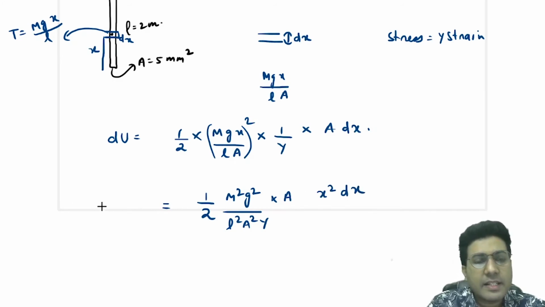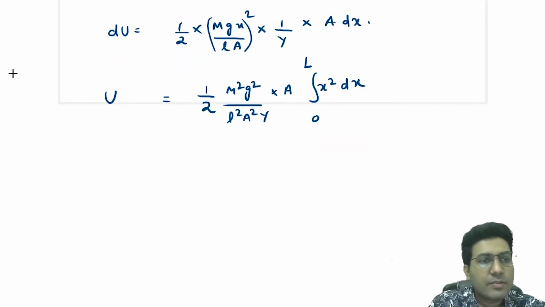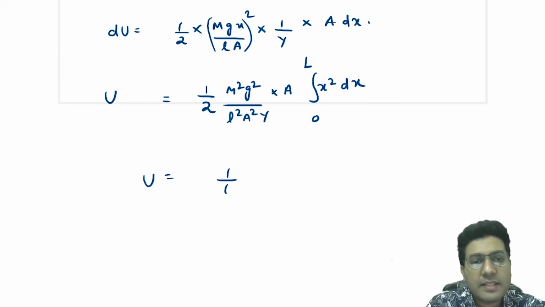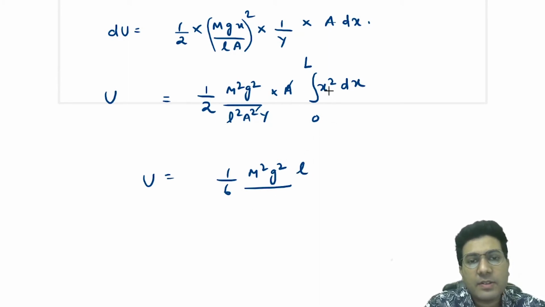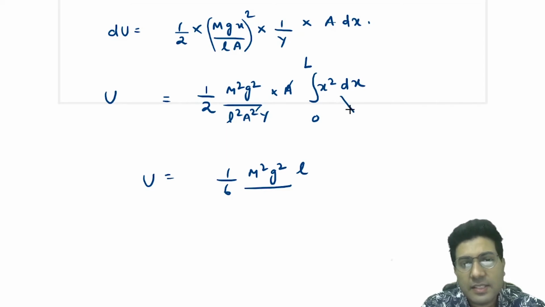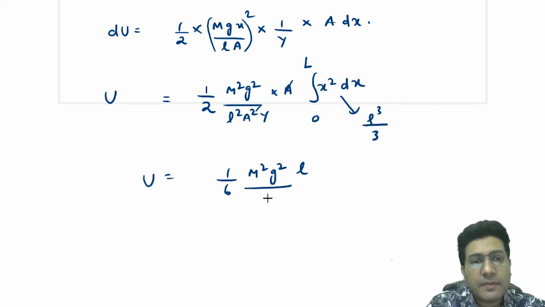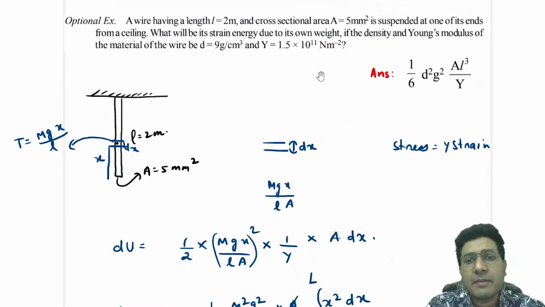Now you will integrate this from x equal to 0 to x equal to L, and you will get L cube by 3. So you will get U is equal to 1 by 6 m square g square by 1, A will get cancelled out, and L will come upwards because there will be L cube by 3, right? So this is L cube by 3, divided by AY. So the answer will be 1 by 6 m square g square L divided by AY.